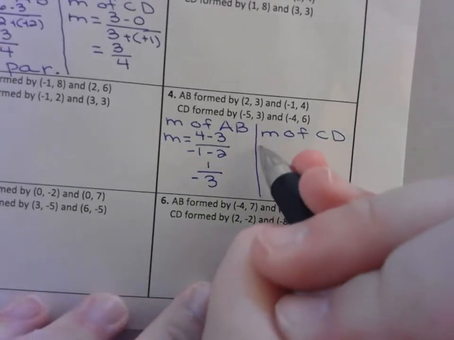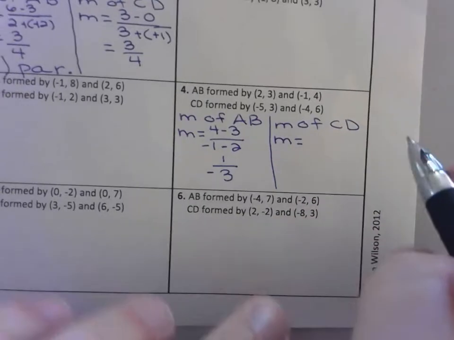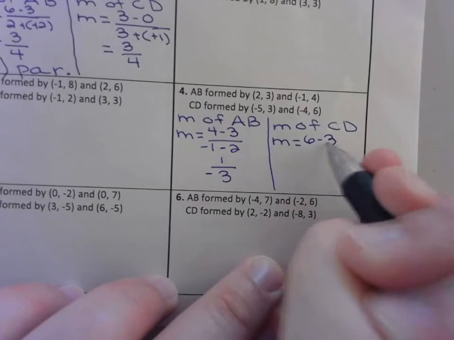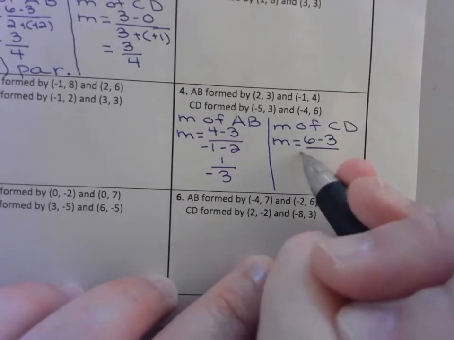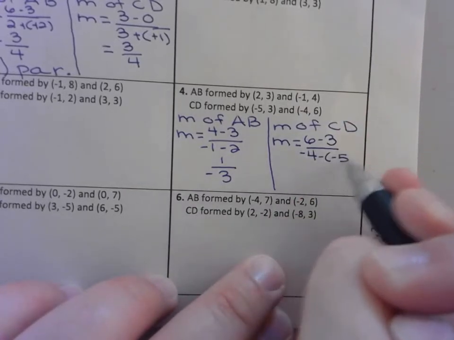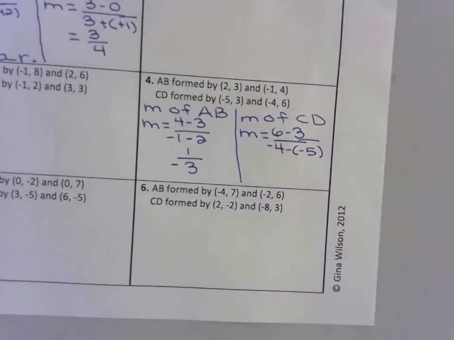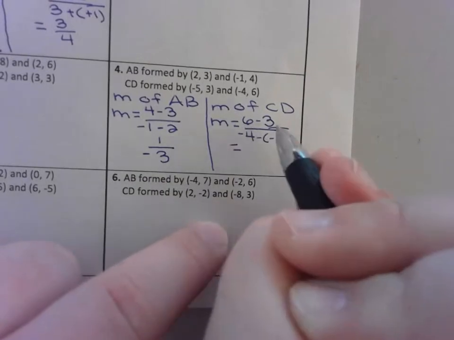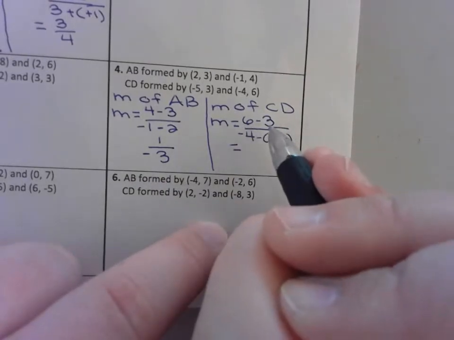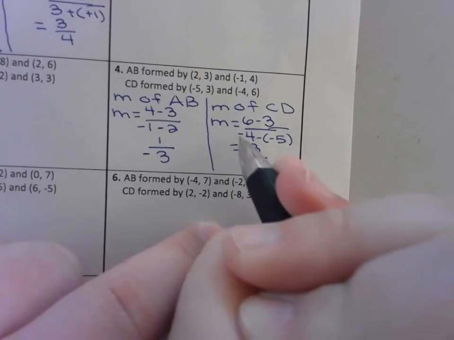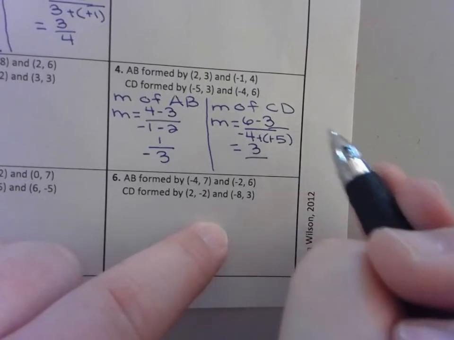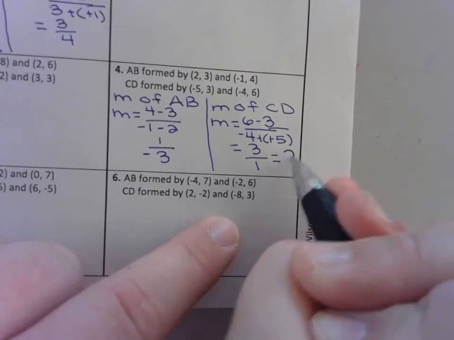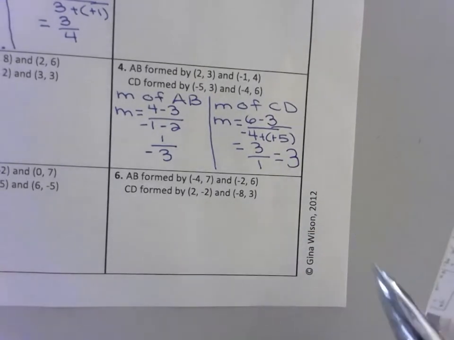Slope of CD, we've done this before. I think this stuff should go pretty well. We're just doing it twice. 6 minus 3 over negative 4 minus negative 5. Check your double negative. It's negative 4 minus the negative 5. So let's look. 6 minus 3 is 3. Negative 4 minus negative 5 becomes negative 4 plus 5, which is 1. 3 over 1 is 3.